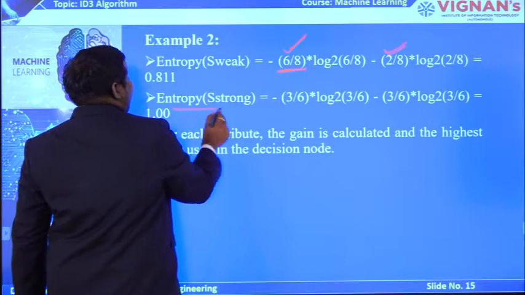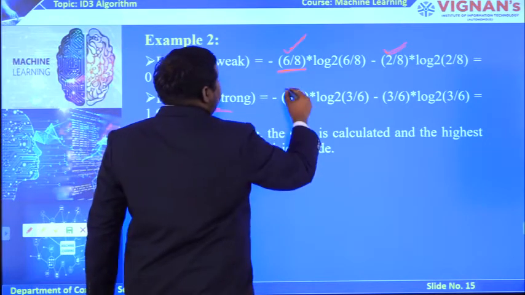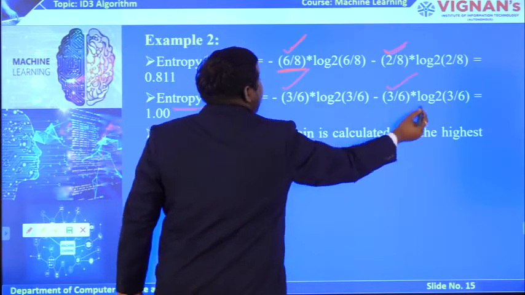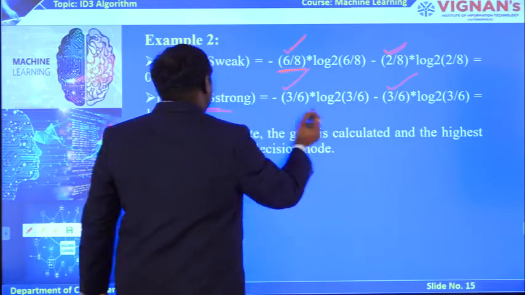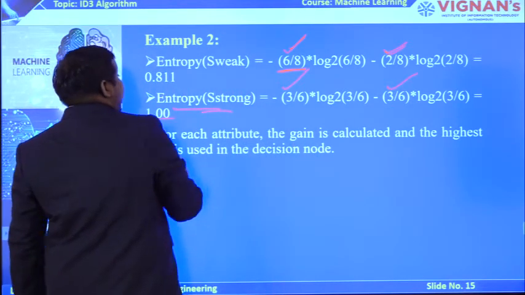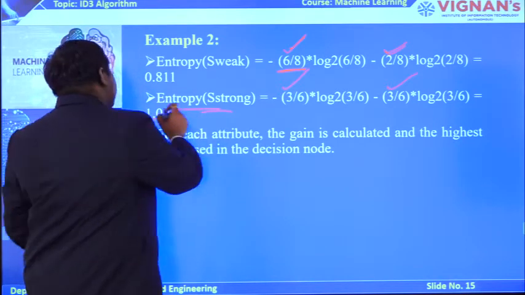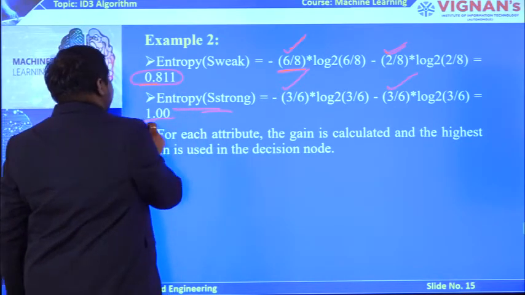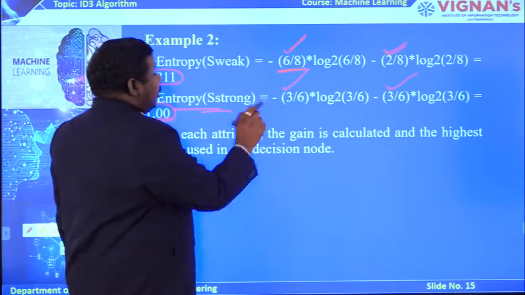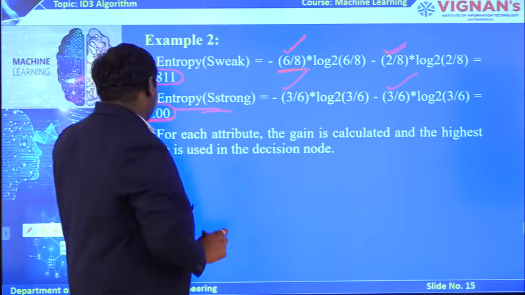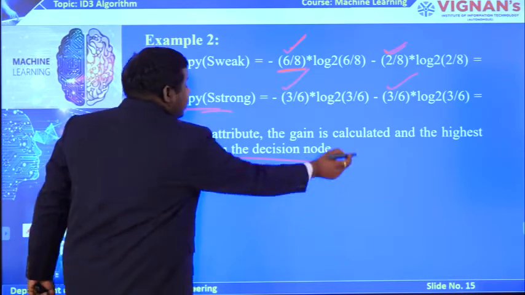Similarly, entropy of S strong, out of 6, 3 are yes and 3 are no. We are calculating, substituting those values, we are calculating the value as 1. I told you already this entropy value always lies in between 0 and 1. See here 0.811, it is 1. So, for each attribute the gain is calculated and the highest gain is used in the decision node.